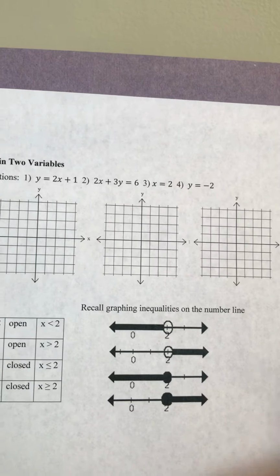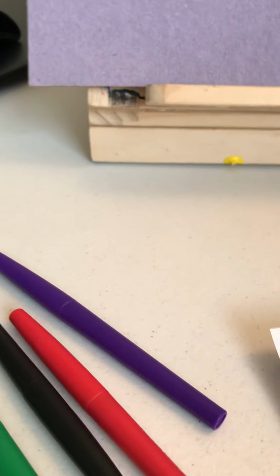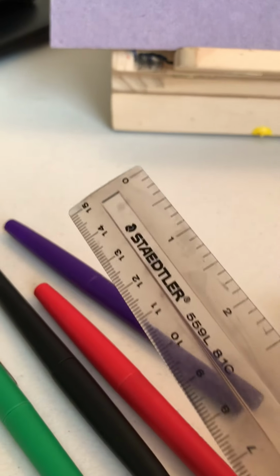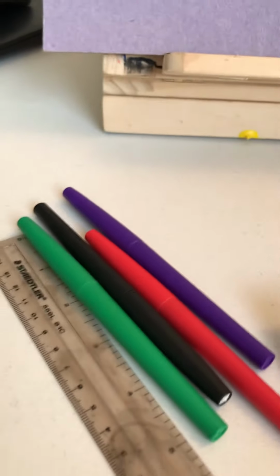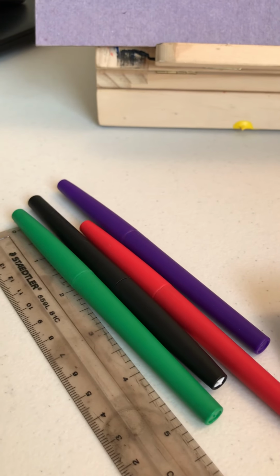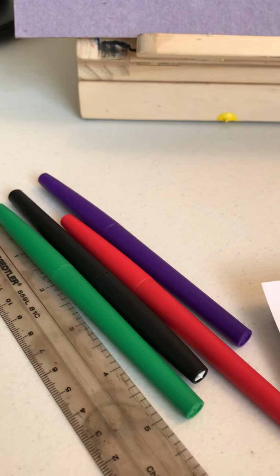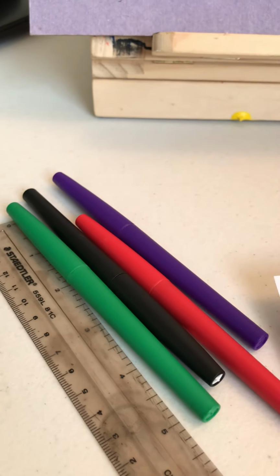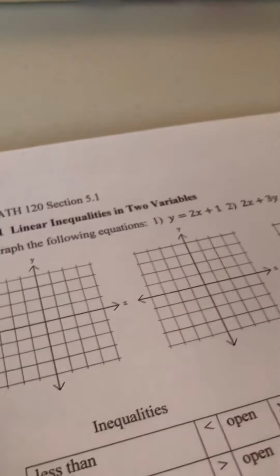All right, so I recommend for this section that you have colored pens or pencils and a straight edge, because we're going to be working just with lines. These are going to be useful tools. We're going to be graphing systems of inequalities, so it helps to know which is which, and I do that by using different colors. So let's look at the first one.